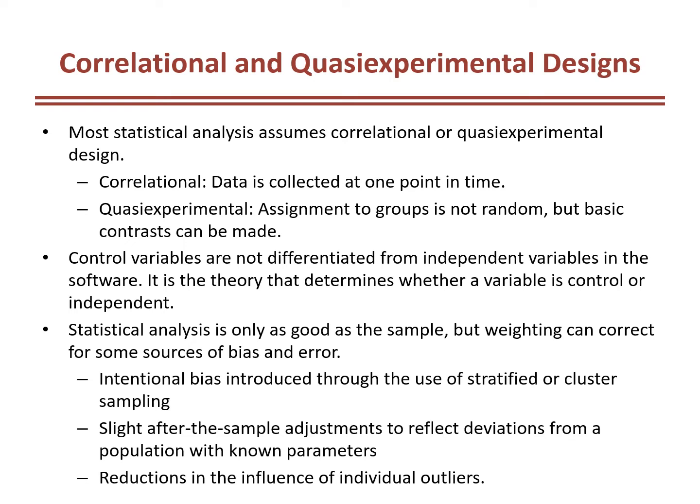Now, because I have a separate video on how to do weighting, and also because we deal with these things in more detail in some other videos, I am not going to show you examples of that here, but it's important to keep in mind that weighting is something that we do with correlational and quasi-experimental designs to correct for biases, whether they are intentional or unintentional.